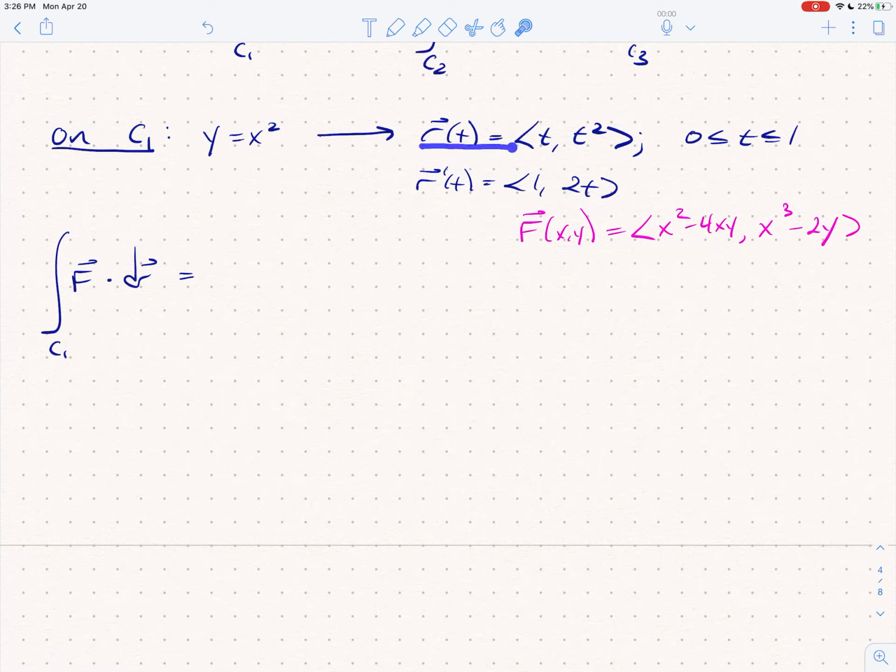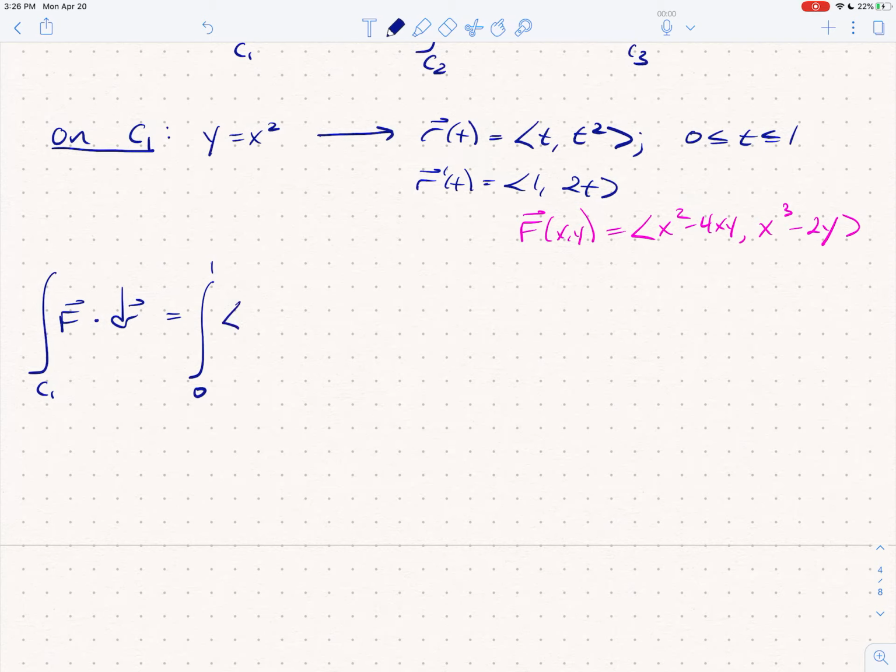I'm going to plug my parameterization r of t into f. Everywhere I see an x, I put a t. Everywhere I see a y, I put a t squared. And so this becomes the integral from 0 to 1. Let me scoot this down ever so slightly. Integral 0 to 1 of, well, what are we going to get?